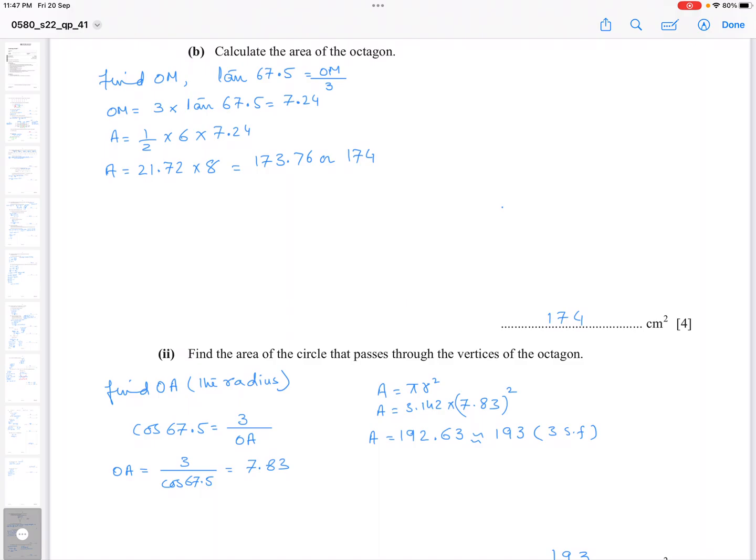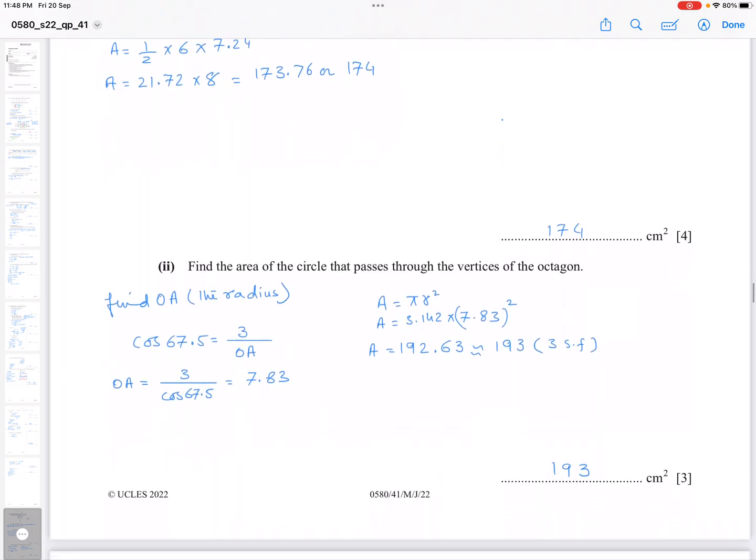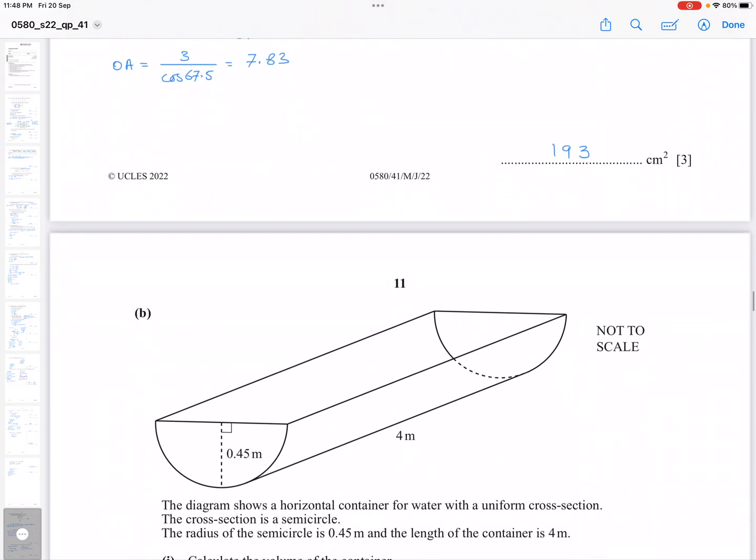Now you got the radius, so use this radius in the formula to calculate the area of that circle. So area is equal to pi r squared. So use the 7.8 value as the radius and solve it. You get the value 193.